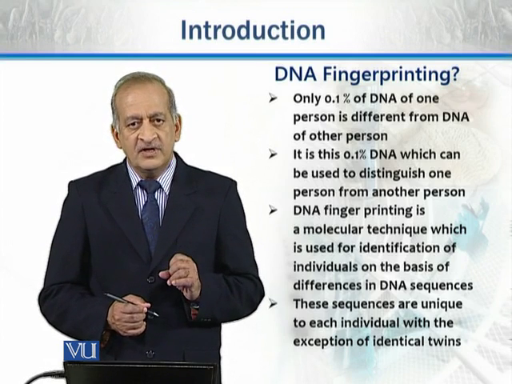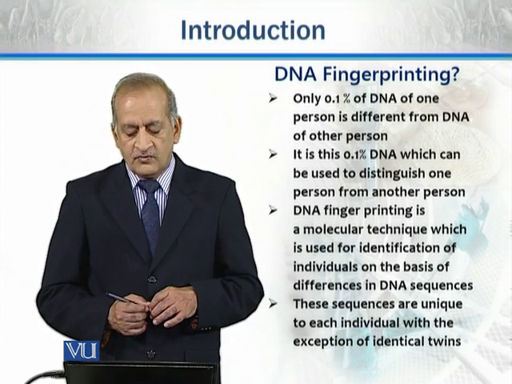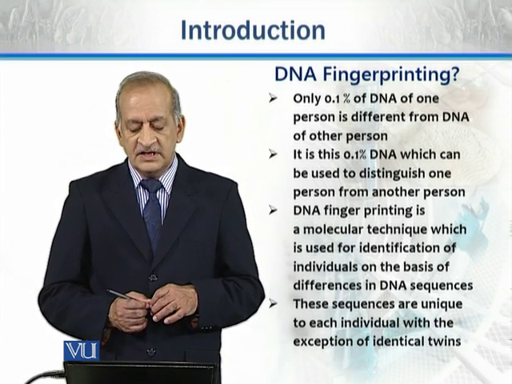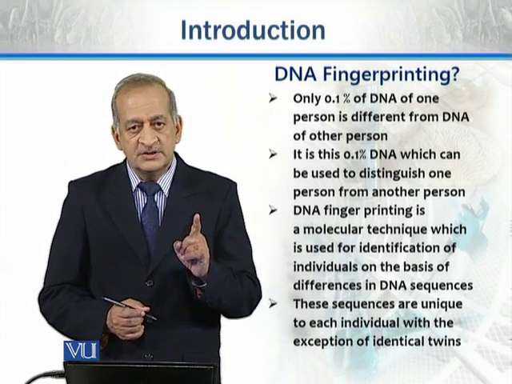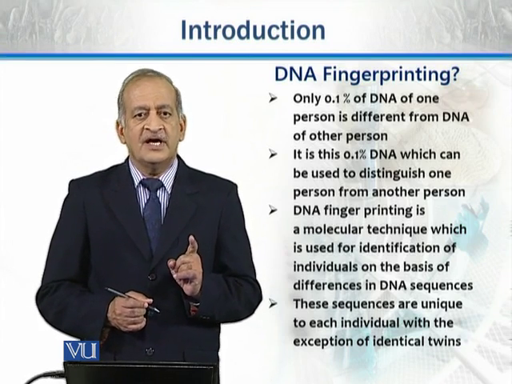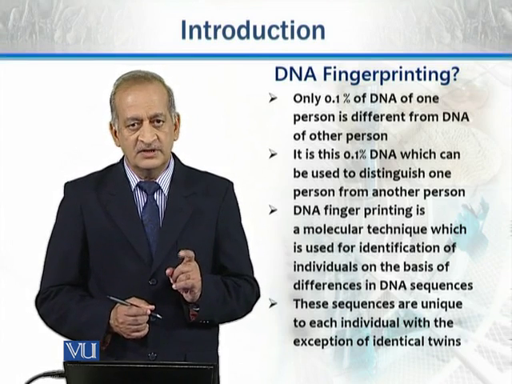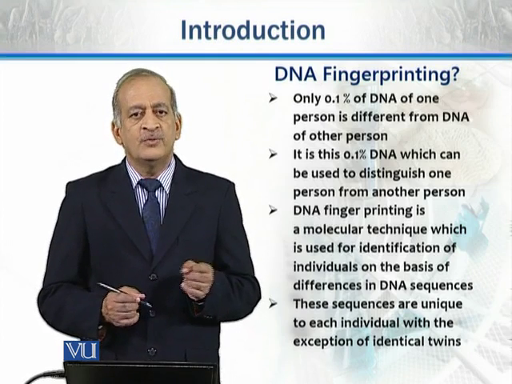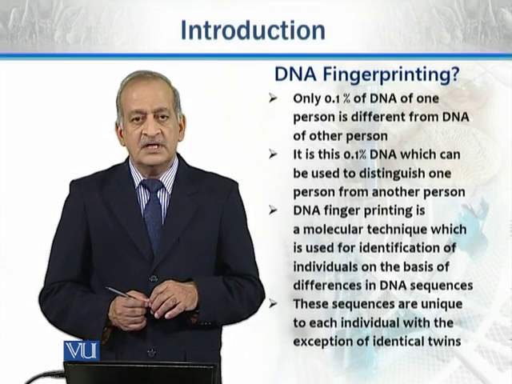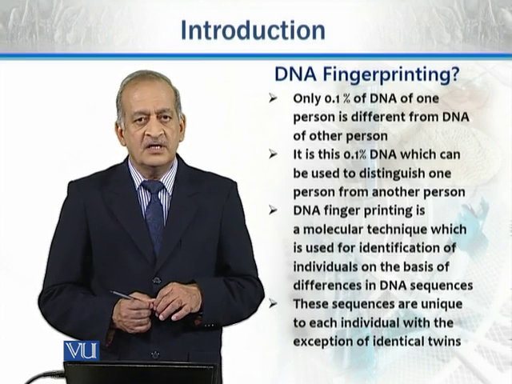And DNA fingerprinting is a molecular technique which is used for identification of individuals on the basis of differences in DNA sequences, on the basis of 0.1% differences in DNA. So the rest 99.9% are similar in all of the human beings. So we all are different from each other due to this 0.1% DNA. These sequences are unique to each individual with the exception of identical twins.